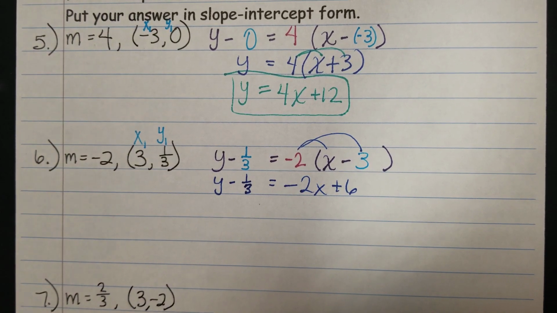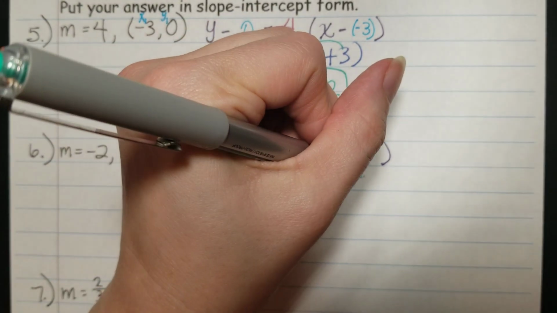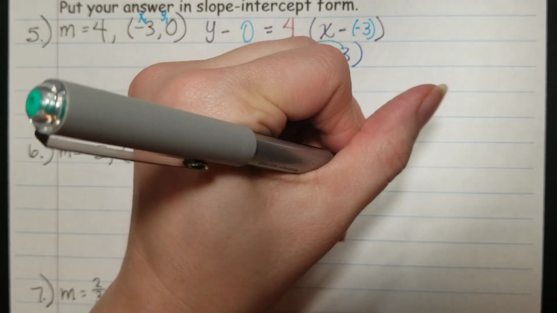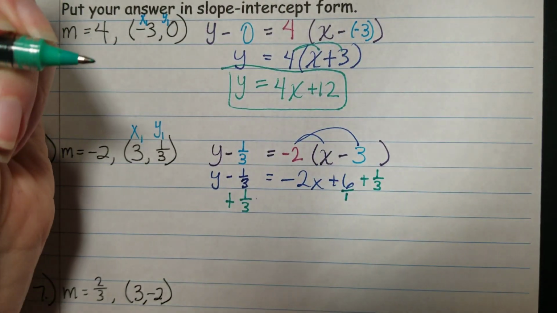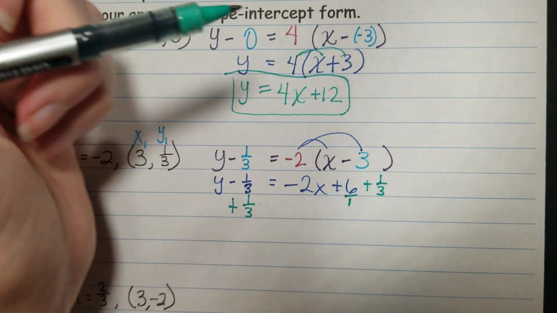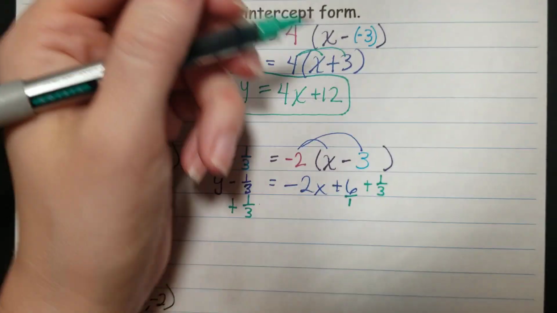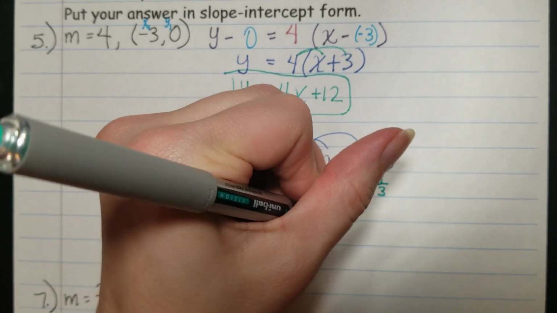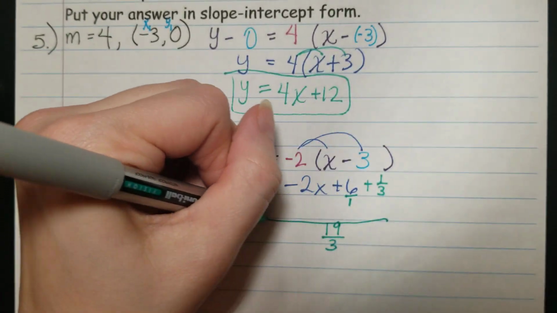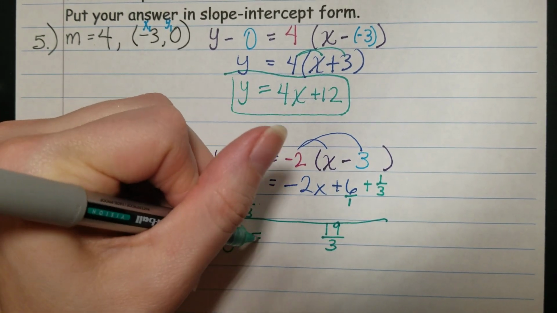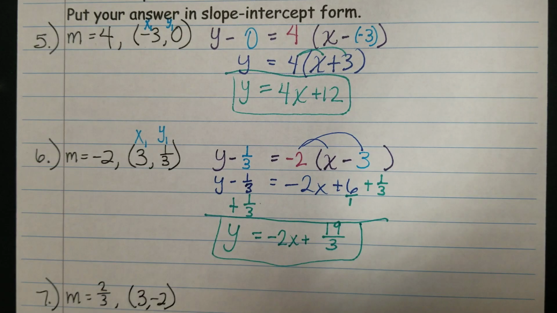And then I'm just going to add the 1/3 to both sides. So the 6 and the 1/3 need to be combined. If I use the bow tie method, 3 times 6 is 18, plus 1, so it's 19 over 3. 19 thirds. So I've got y equals -2x plus 19 over 3.